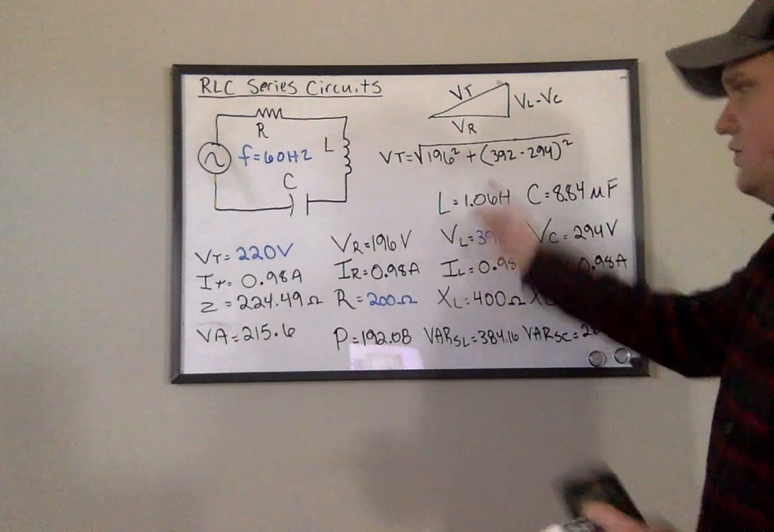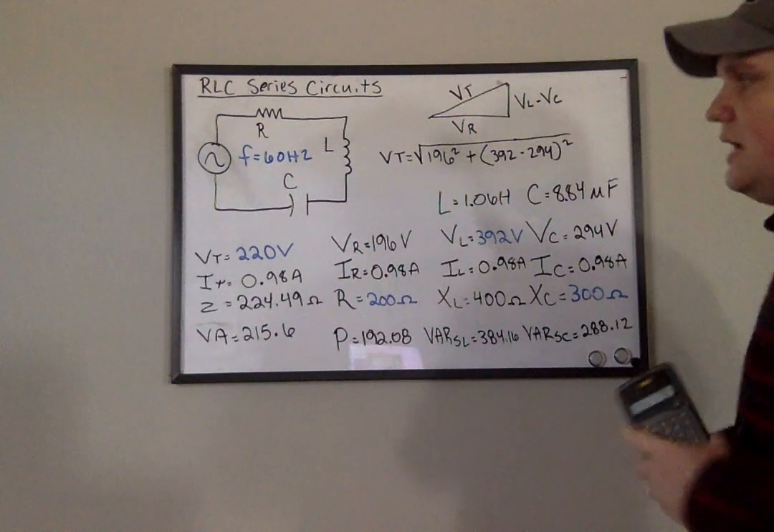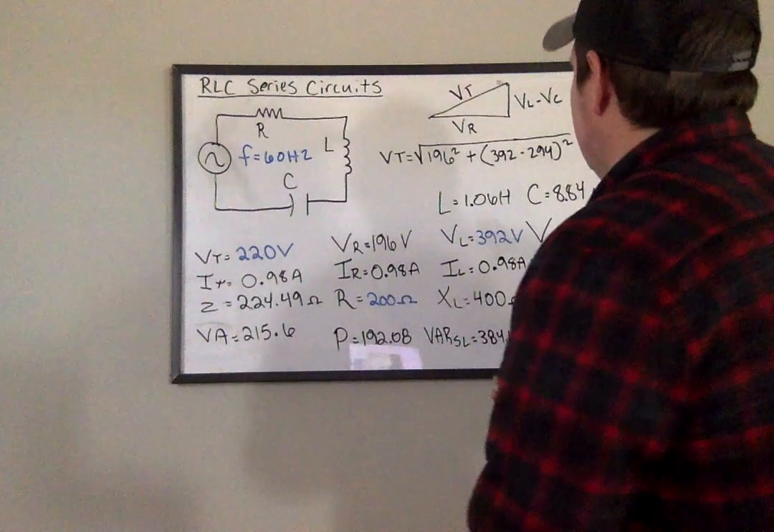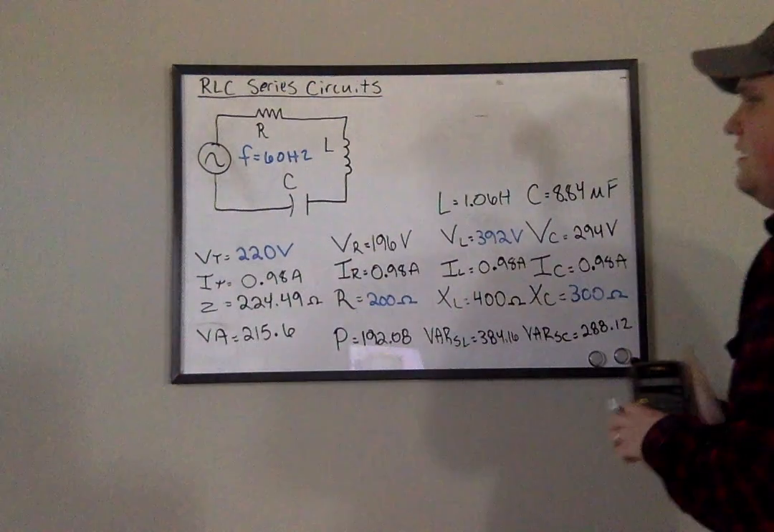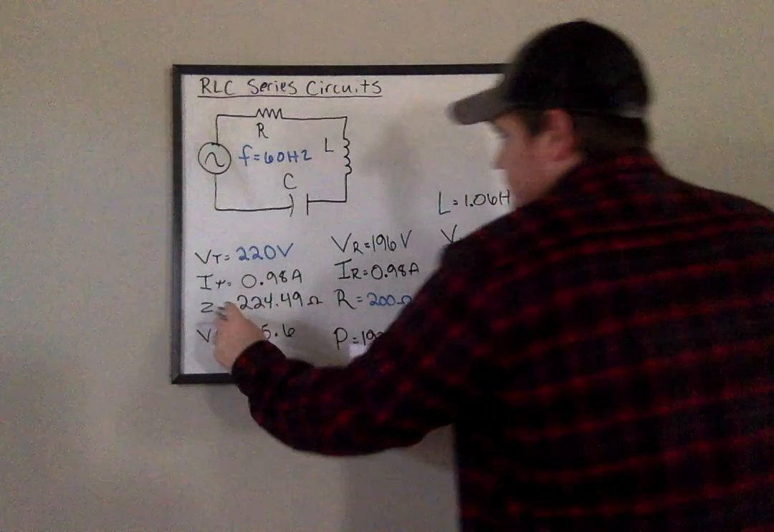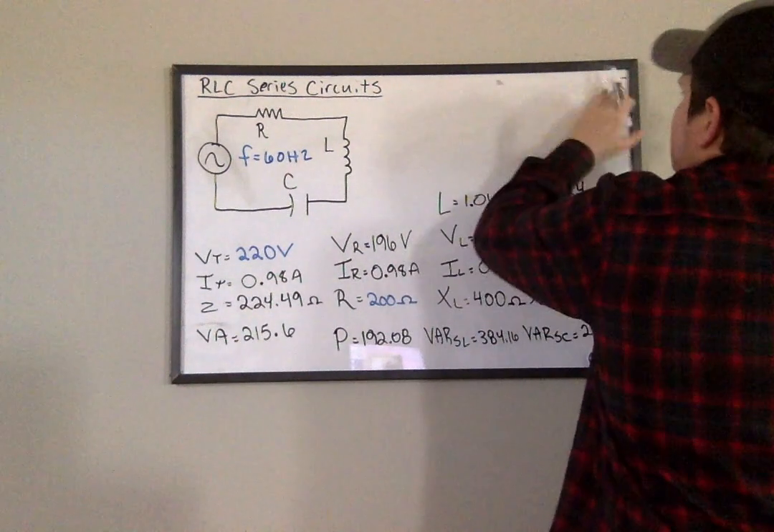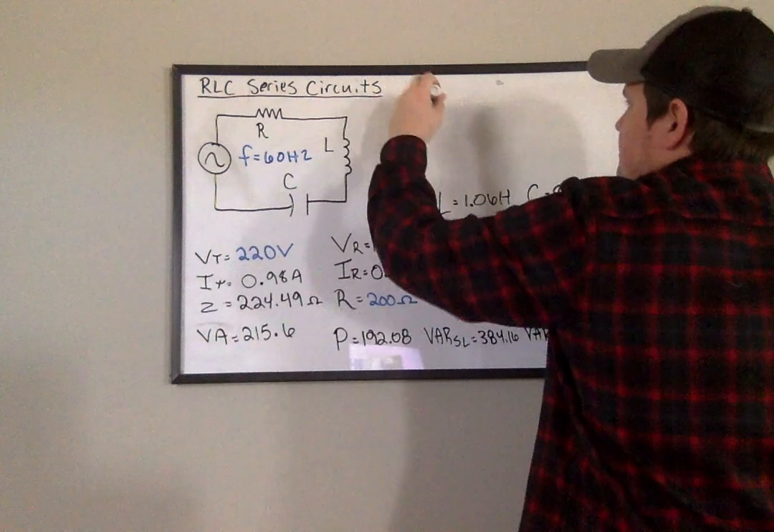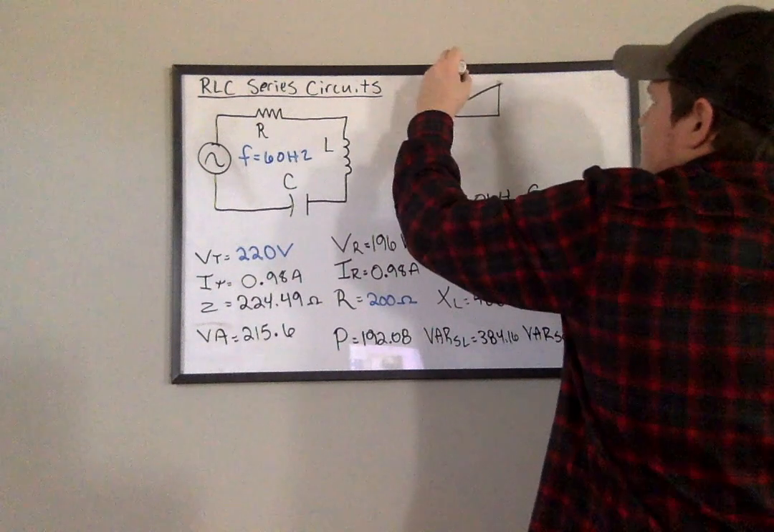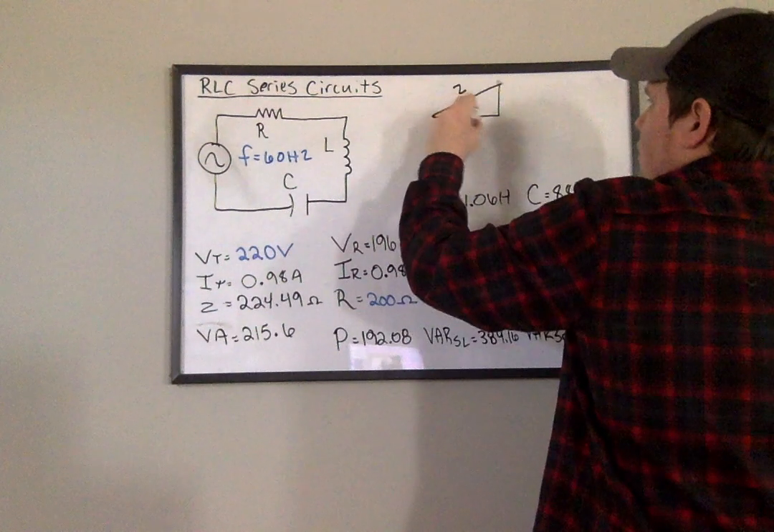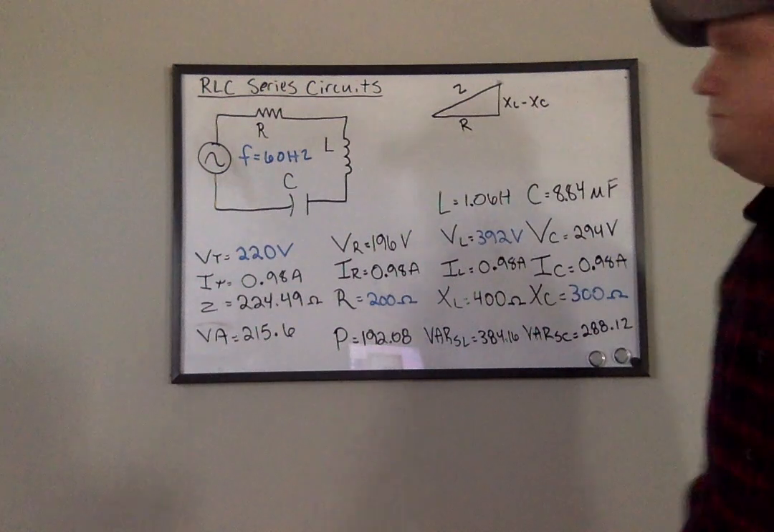All right, so we know current. Current doesn't have a triangle. So let's go to the impedance triangle and just make sure that that checks out. My impedance triangle is set up the exact same way as the voltage triangle. So I have Z, R, and XL minus XC. Okay?